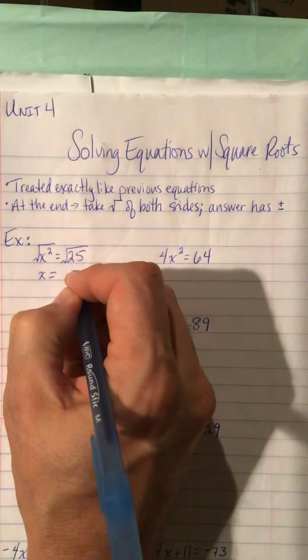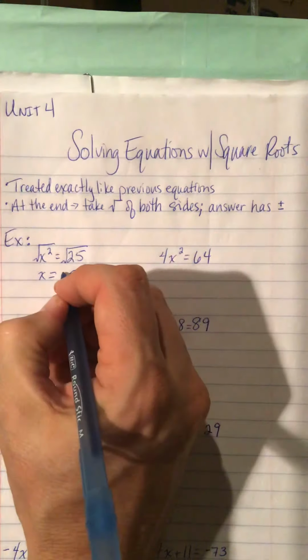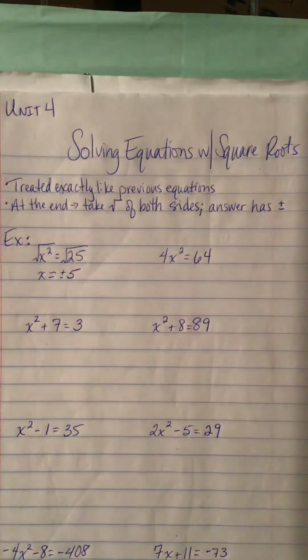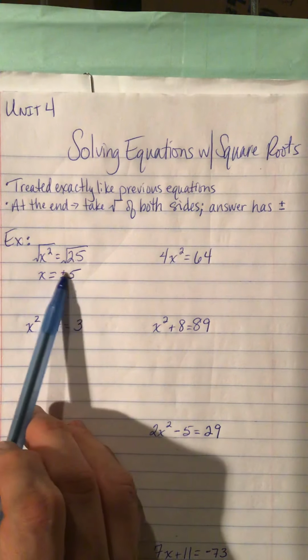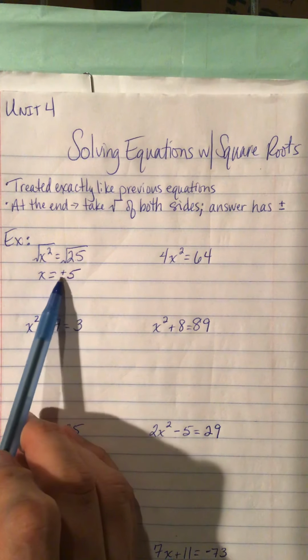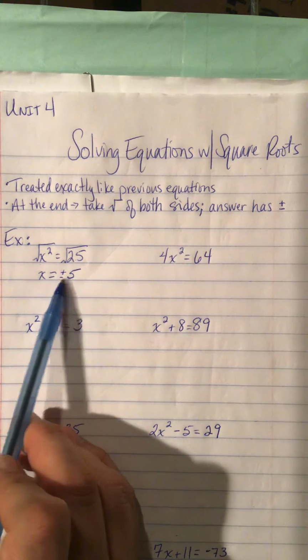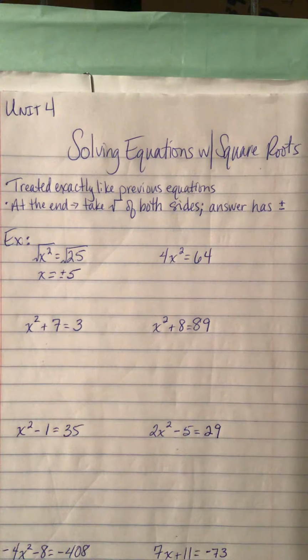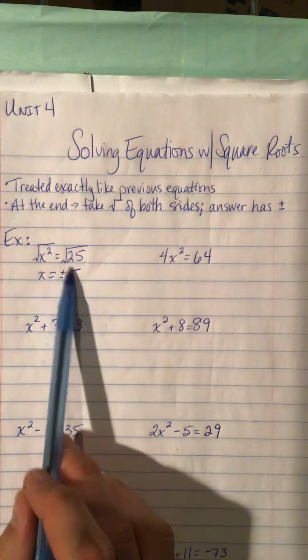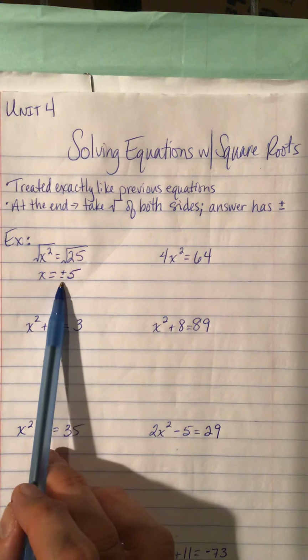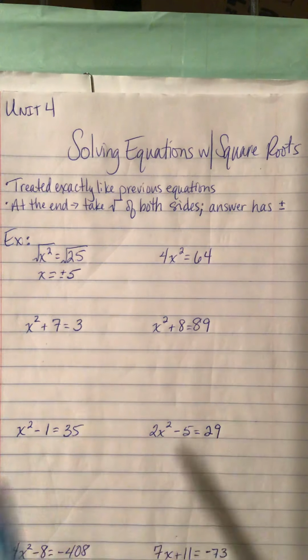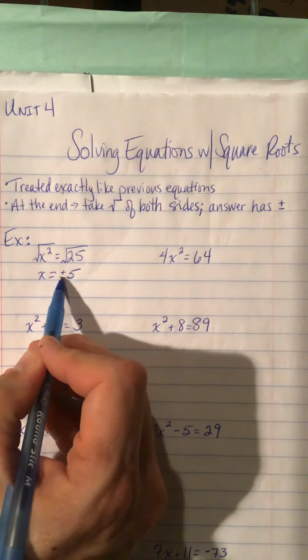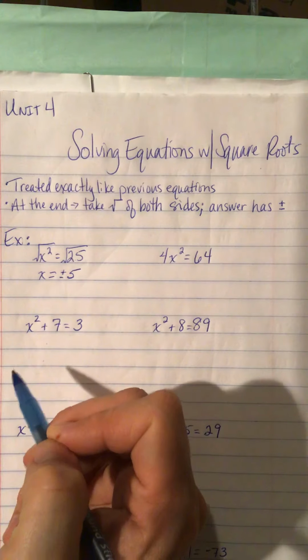That would be 5, because 5 times 5 is 25, but we put the plus or minus out in front, because positive 5 times positive 5 is 25. Also, negative 5 times negative 5 is positive 25. This is why we have to have both the positive and the negative, the plus or minus right there. Okay? Because you can multiply a negative number times itself to get a positive.